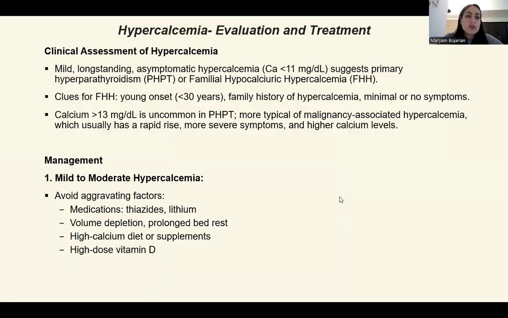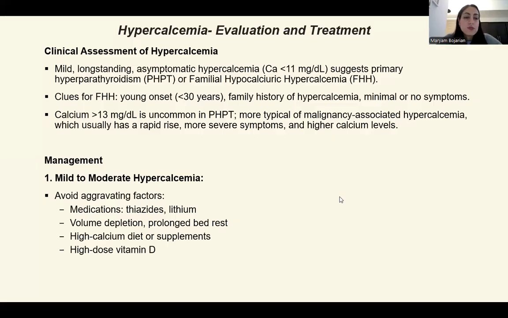Regarding evaluation and treatment, long-standing and asymptomatic hypercalcemia, usually calcium less than 11, suggests primary hyperparathyroidism or FHH. Clues for FHH are a young patient, positive family history, or no symptoms. If the calcium level is high, more than 13, primary hyperparathyroidism is uncommon and it's more typical of malignancy-associated hypercalcemia, which usually has a rapid rise, more severe symptoms, and higher calcium levels.